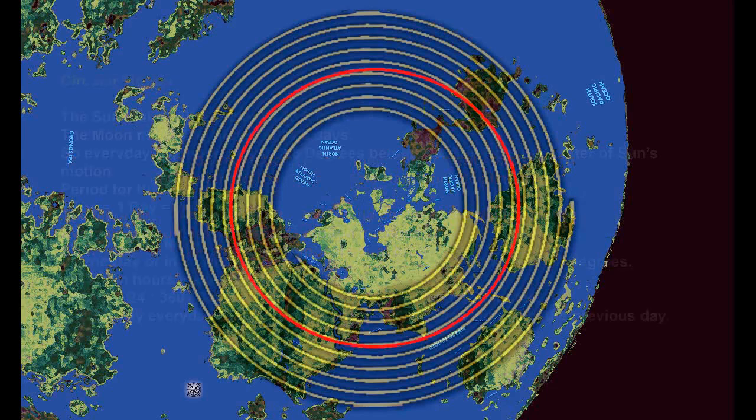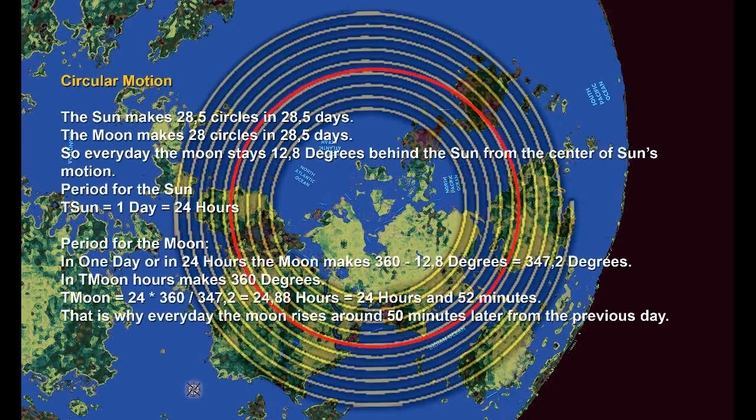Circular motion. The Sun makes 28.5 circles in 28.5 days. The Moon makes 28 circles in 28.5 days. So every day the Moon stays 12.8 degrees behind the Sun from the center of the Sun's motion.